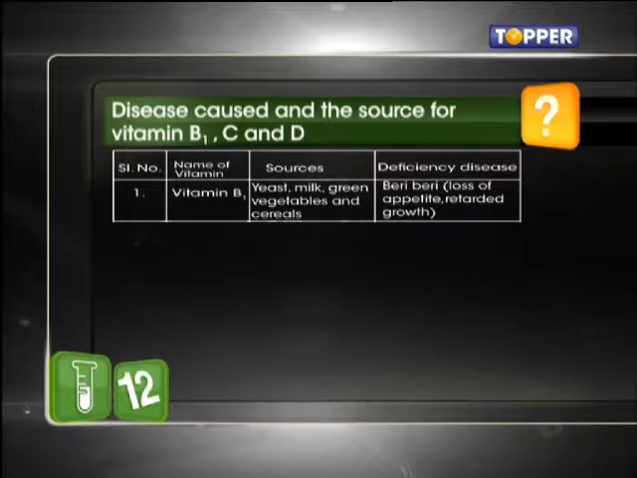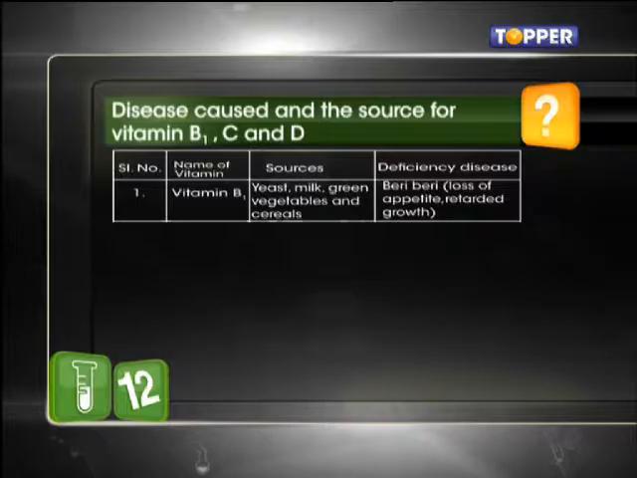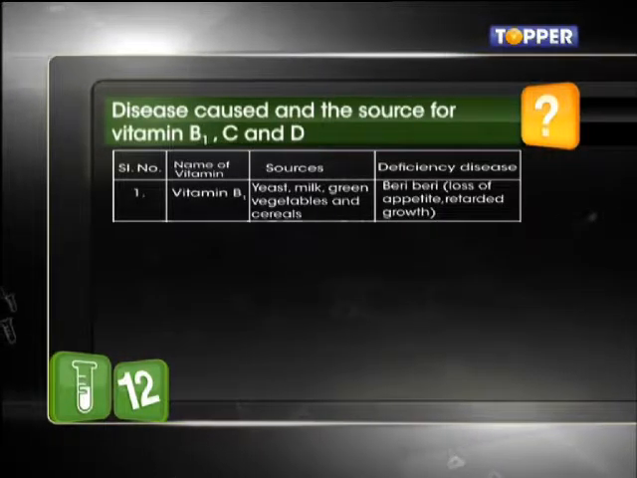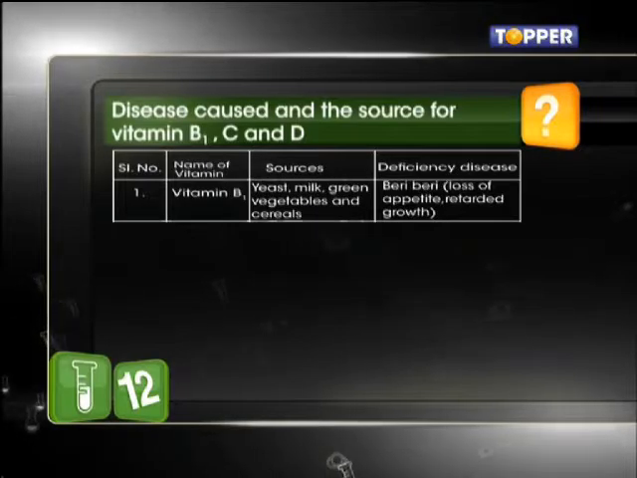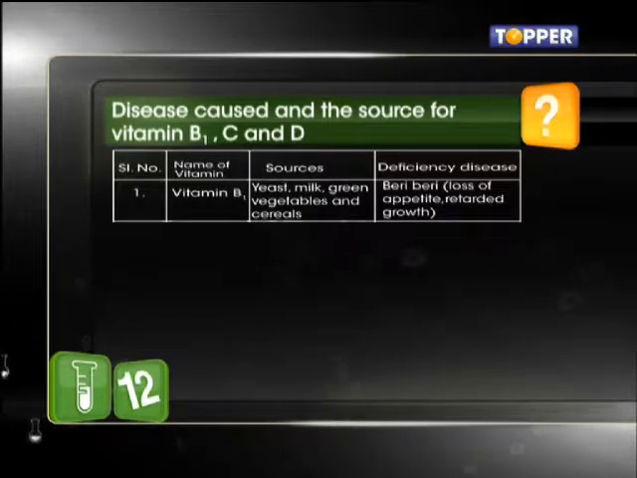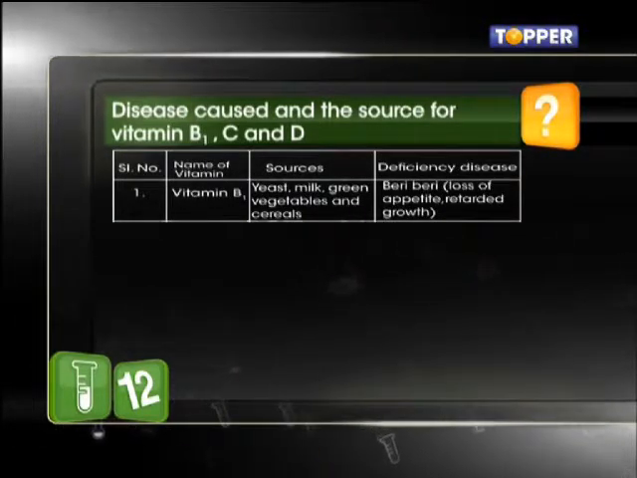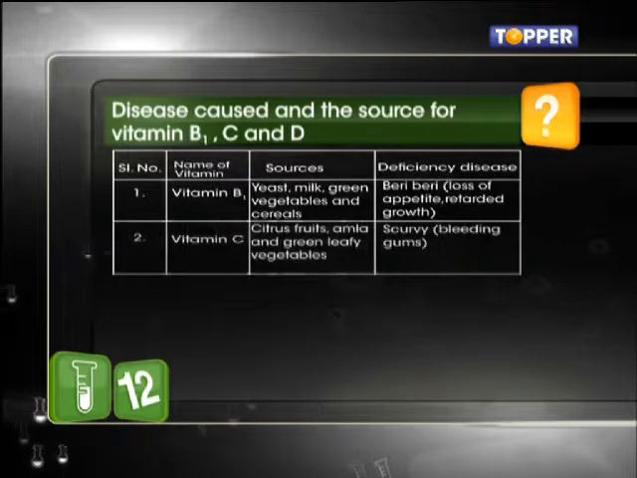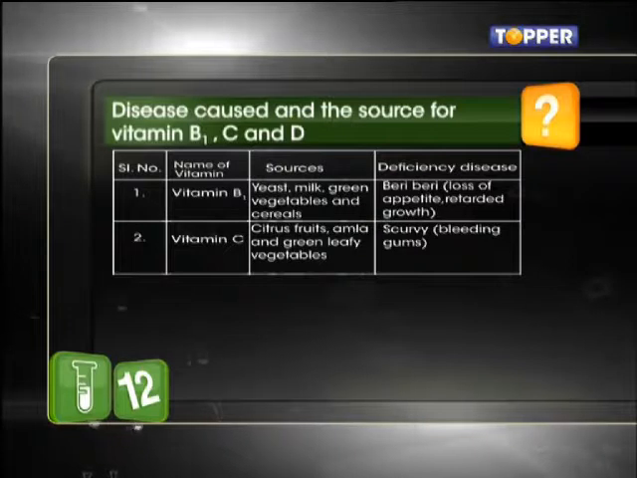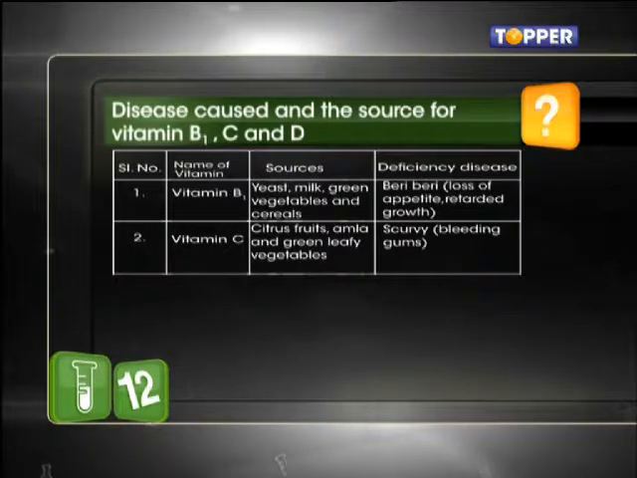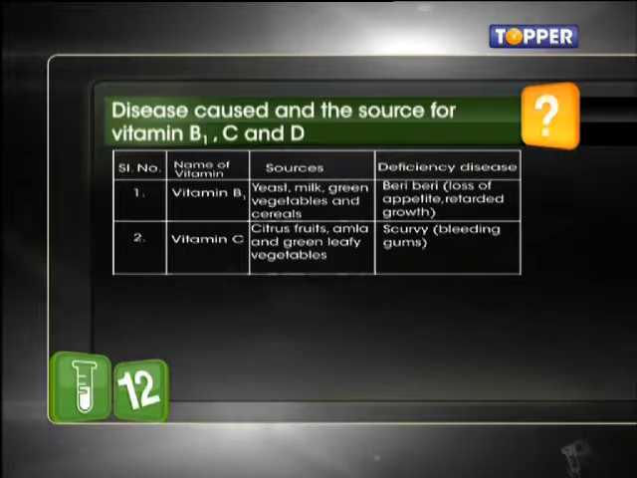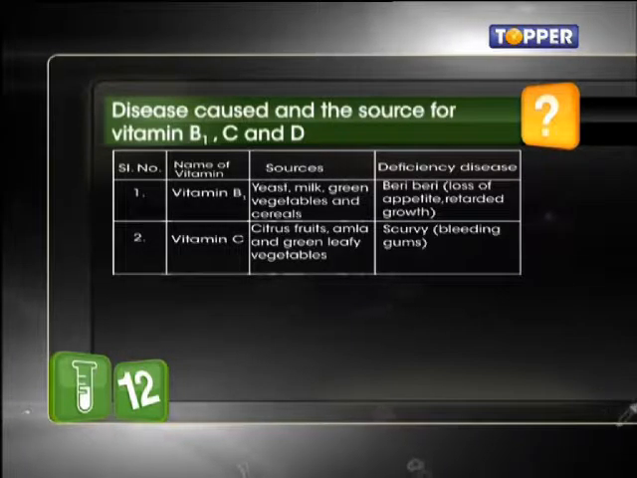As for the answer to this question, 1. Vitamin B1 is found in yeast, milk, green vegetables and cereals, and its deficiency causes beriberi, that is loss of appetite and retarded growth. 2. Vitamin C is found in citrus fruits, amla and green leafy vegetables. Its deficiency causes scurvy or bleeding gums.